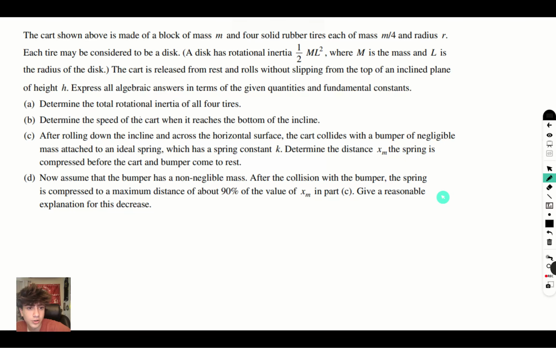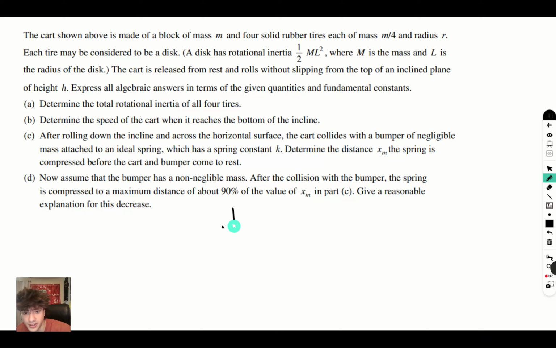The cart shown above is made of mass m and 4 solid rubber tires, each of mass m/4 and radius r. Each tire may be considered to be a disc. A disc has a rotational inertia of 1/2 mr squared, where m is the mass of it and r is the radius. The cart is released from rest and rolls without slipping from the top of an inclined plane of height h. Express all algebraic answers in terms of the given quantities and fundamental constants. Part A asks us to determine the rotational inertia of all 4 tires.